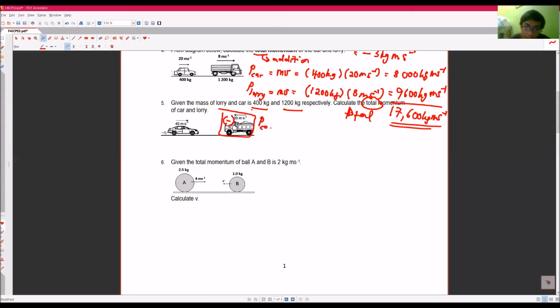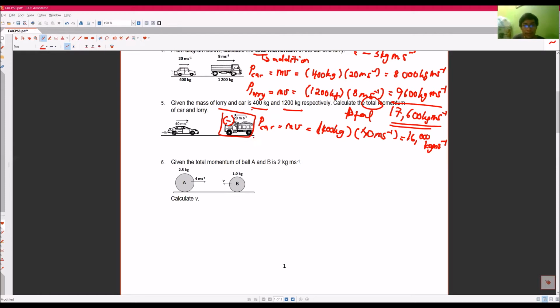So P car equals mv, so our m is 400 kilogram, v is 40 m s^-1, so we get 16,000 kg m s^-1.